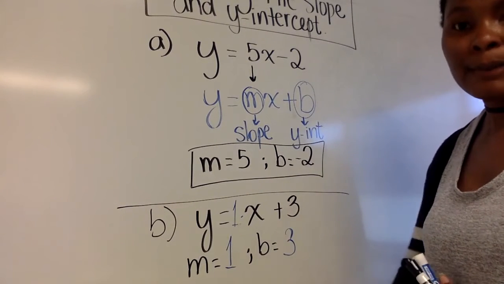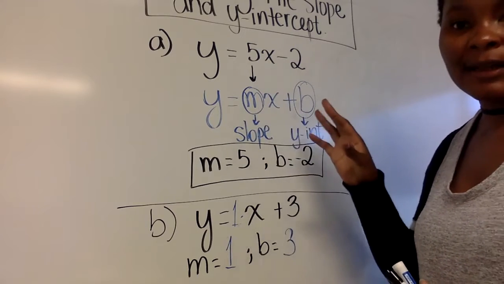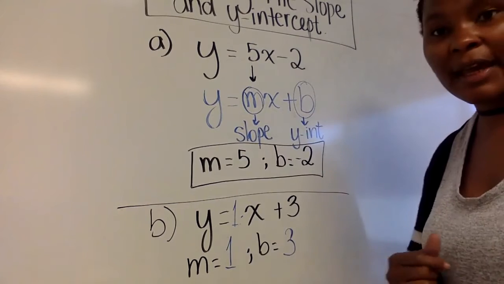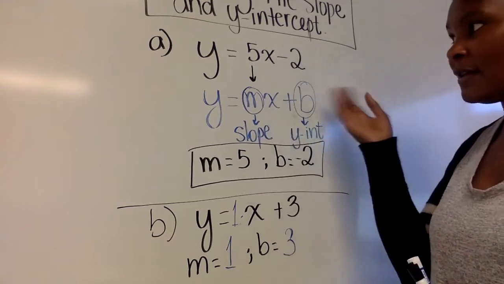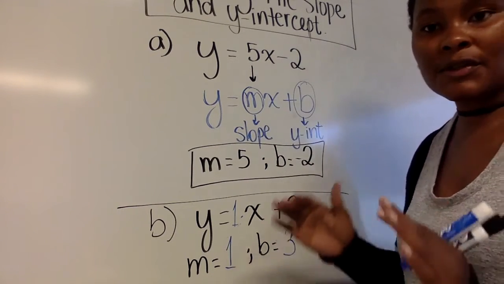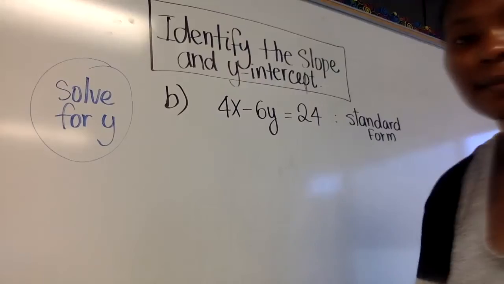The next example I'm going to show you is when they give you the equation of a line written in standard form. The previous one was pretty easy to identify m and b because the equation is given to you. They already solved for y. Now, what if I give you the equation in standard form? Let me show you a couple of examples.